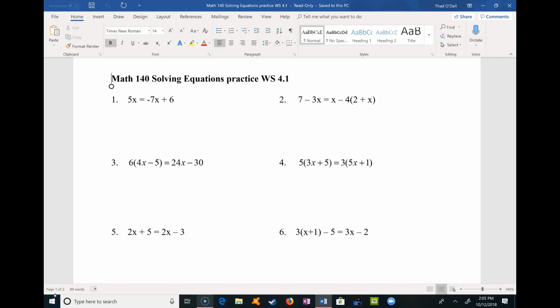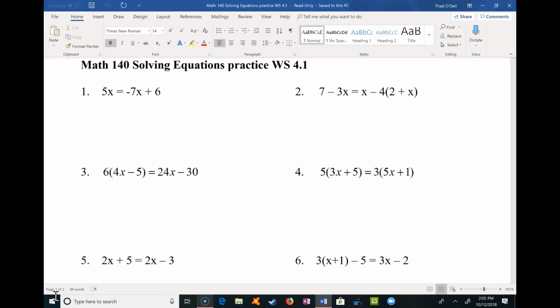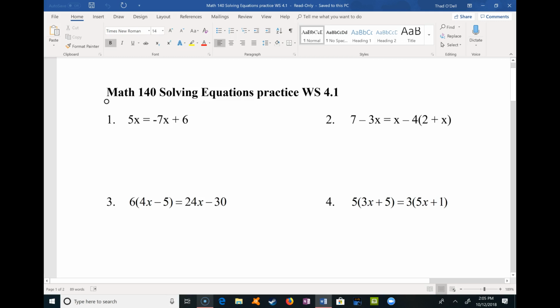So I'm going to be working through this worksheet. You can find it on Canvas. And again, I would recommend that you print it off and work through it as I work through it. So you can try a problem and then check how I do it and back and forth like that.